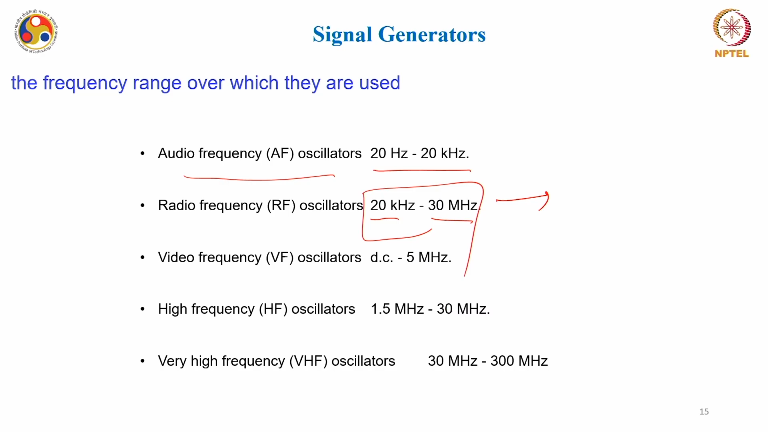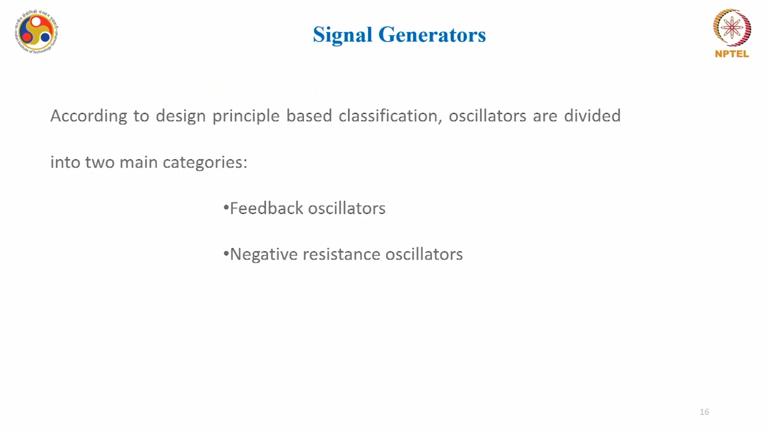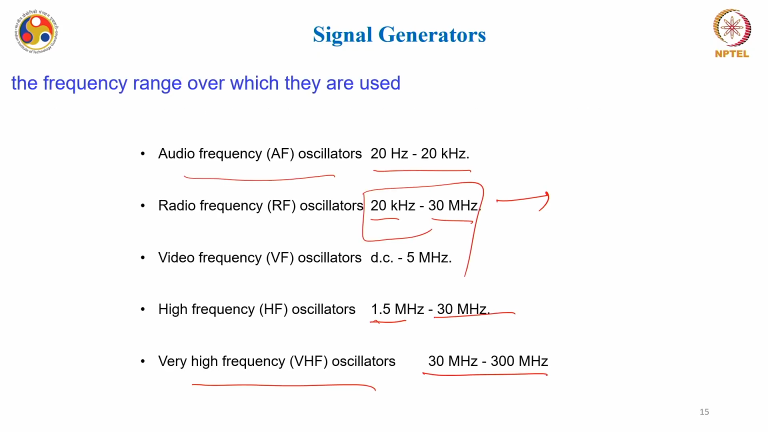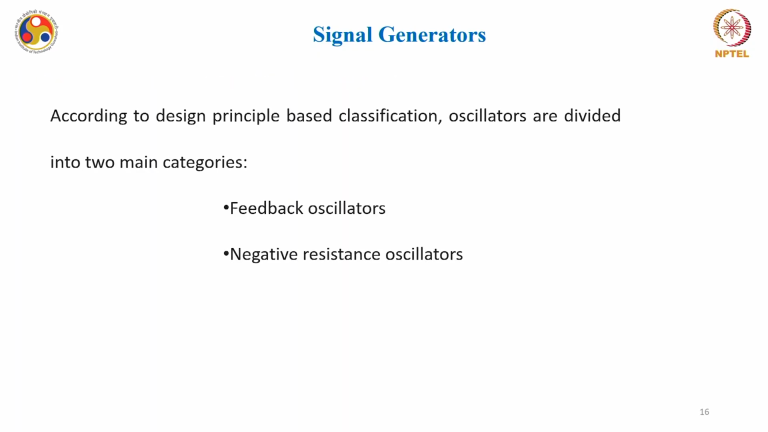Then we have video frequency oscillators, which can produce anything up to 5 megahertz. High frequency oscillators can generate oscillations from 1.5 megahertz to 30 megahertz, and we have VHF oscillators, very high frequency oscillators, which can generate frequencies of the order of 30 megahertz to 300 megahertz. Now, this is based on the frequency range over which they are used or which they can generate.